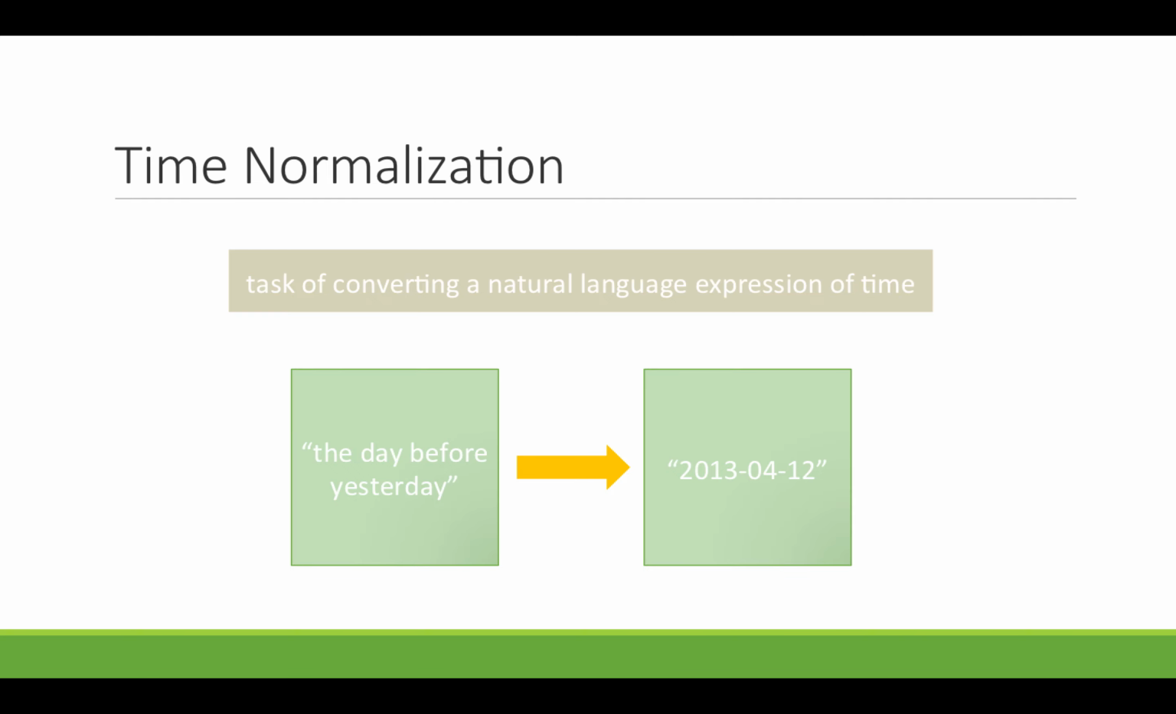Time normalization is the task of converting a natural language expression of time into a formal representation of time on a timeline. For example, the expression the day before yesterday would be normalized to the formal representation 2013-04-12, assuming that today is 2013-04-14.